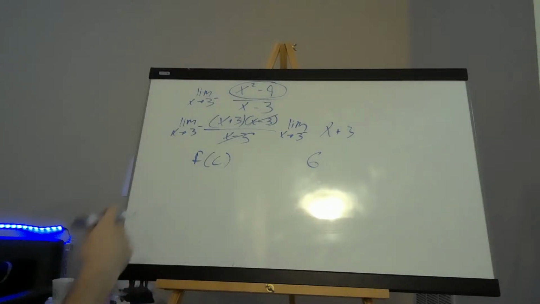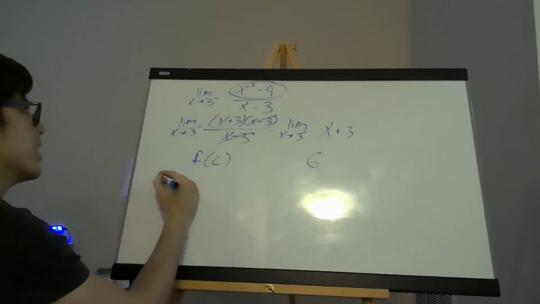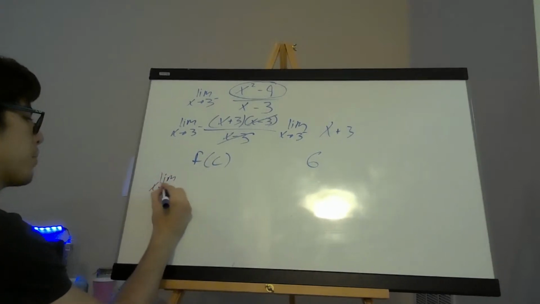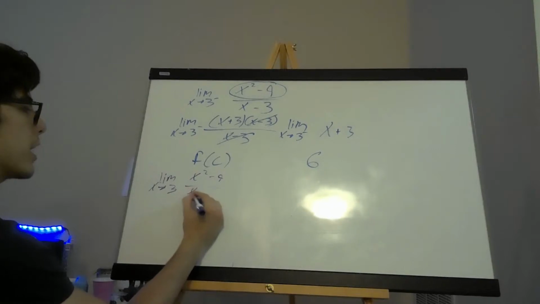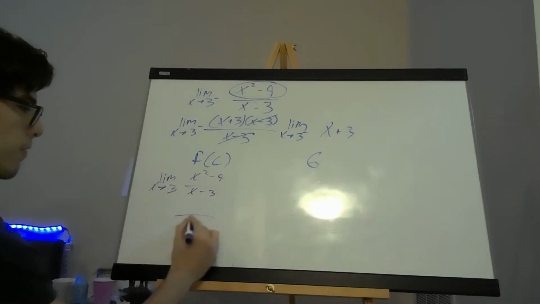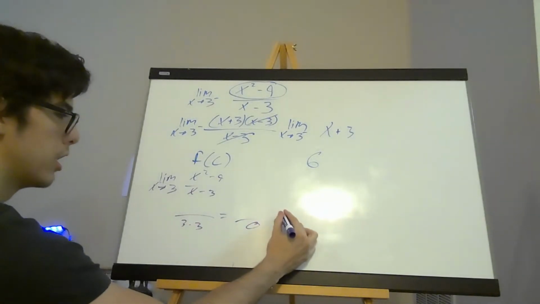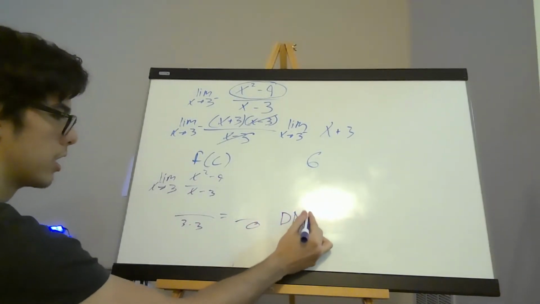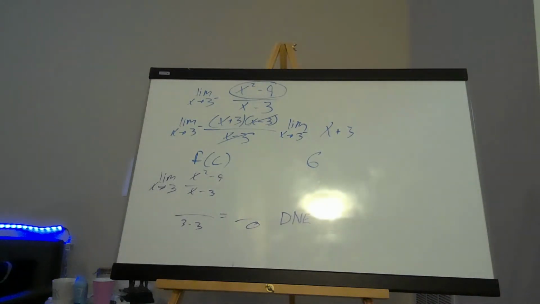How do we know f of c does not exist? Okay, I'm glad I caught that, because if we have limit as x approaches 3 of x squared minus 9 over x minus 3, then if we plug this directly in, we would get divided by 3 minus 3, which is equal to divided by 0, which does not exist. Yes, divide by 0, that's why it doesn't exist, exactly.